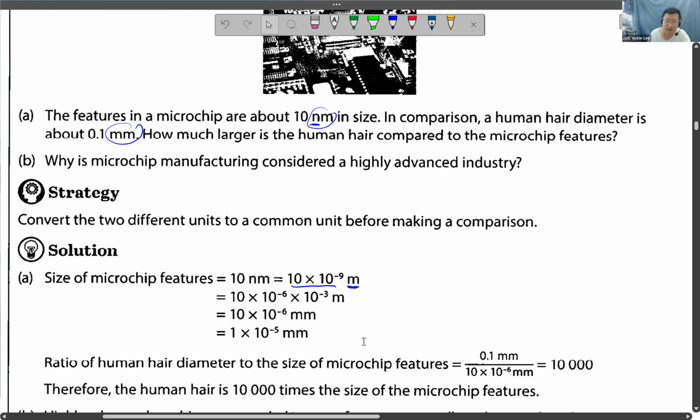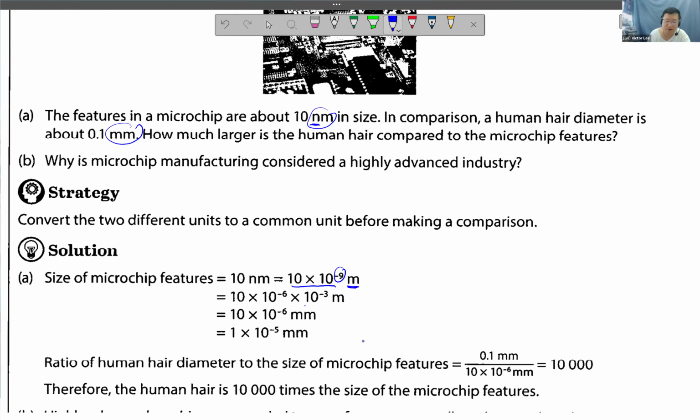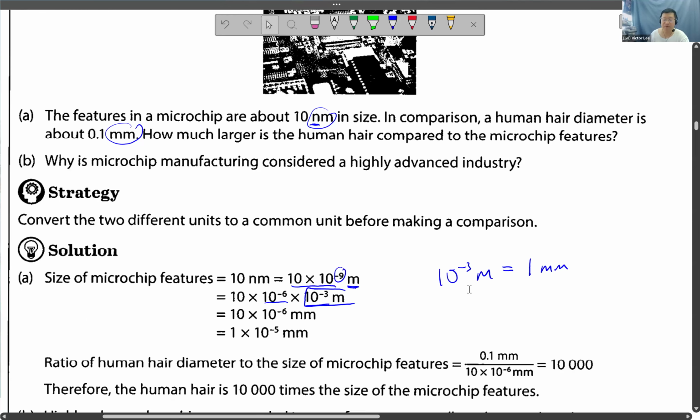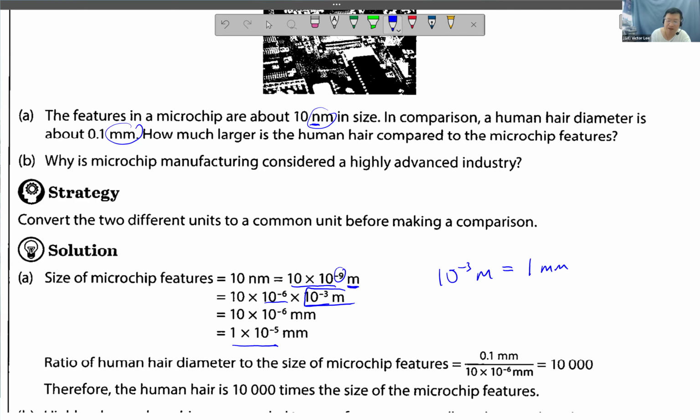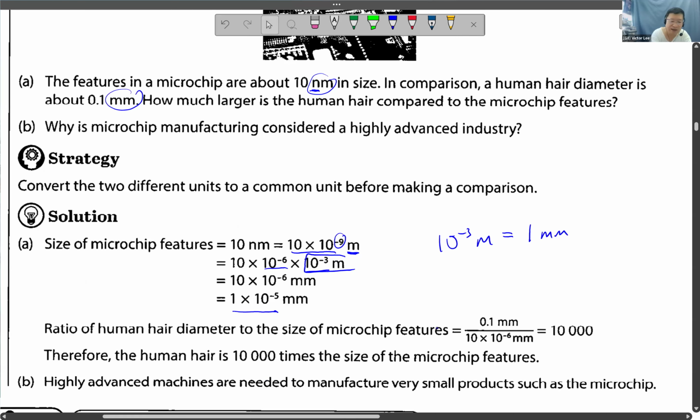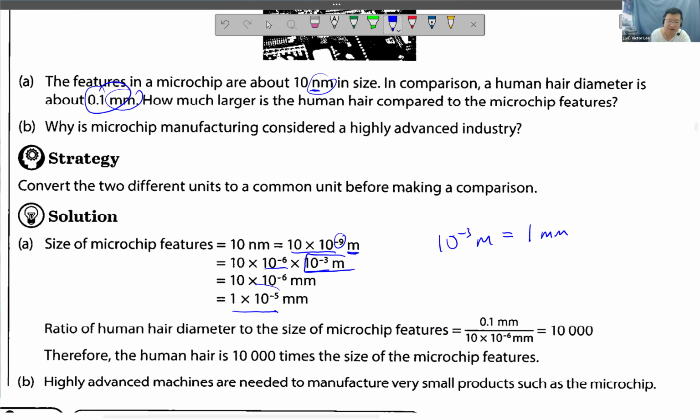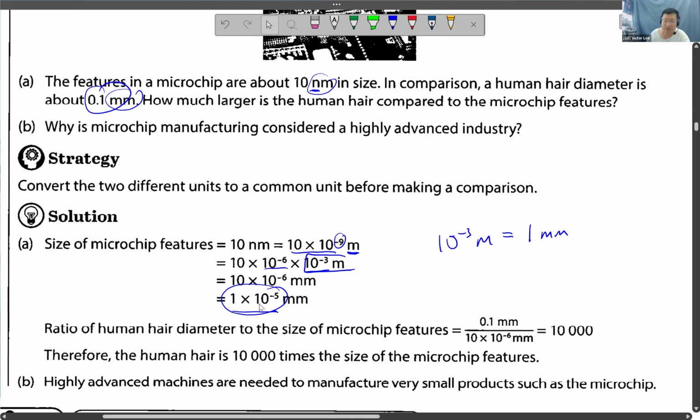So what they do is minus 9 is as good as minus 3 and minus 6. And minus 3 together, 10 to the power minus 3 m is as good as 1 mm. See that? Milli is here. So this one become milli. And this feature here is 1 times 10 to the power minus 5 mm. Then you ask yourself, the hair is 0.1. This microchip is this one. So you take the hair divided by the microchip.